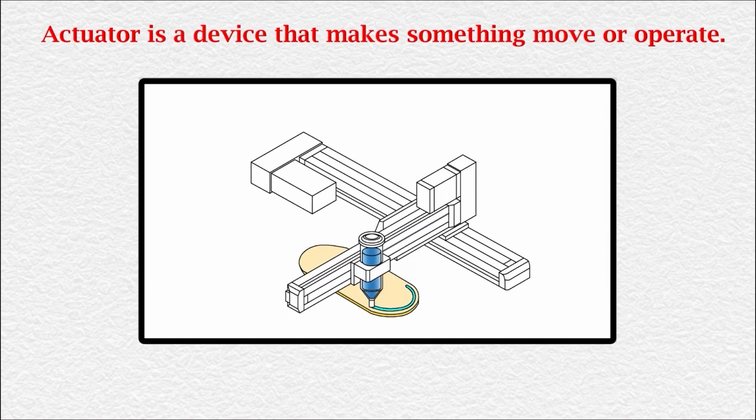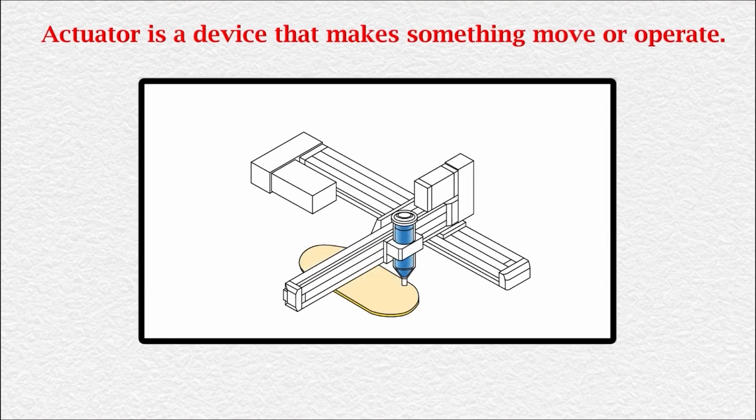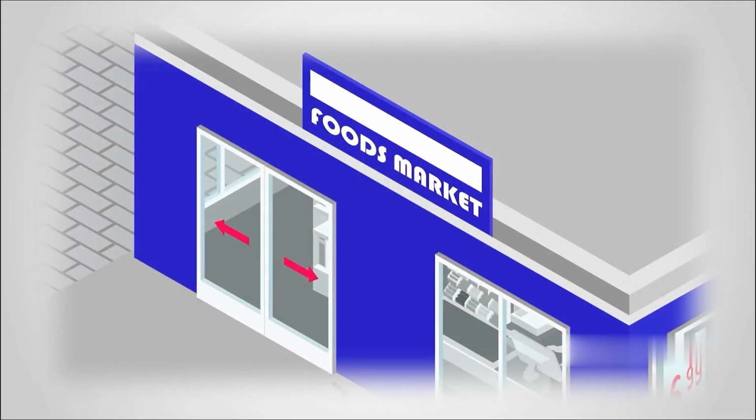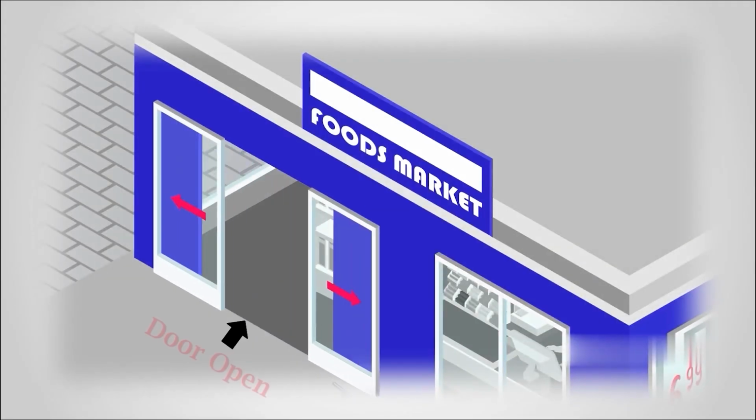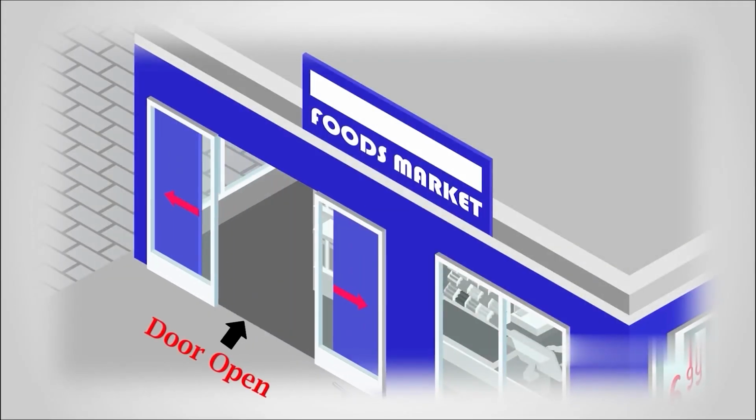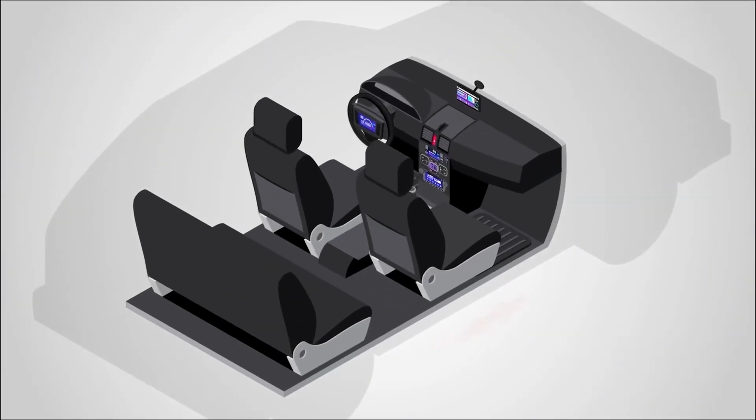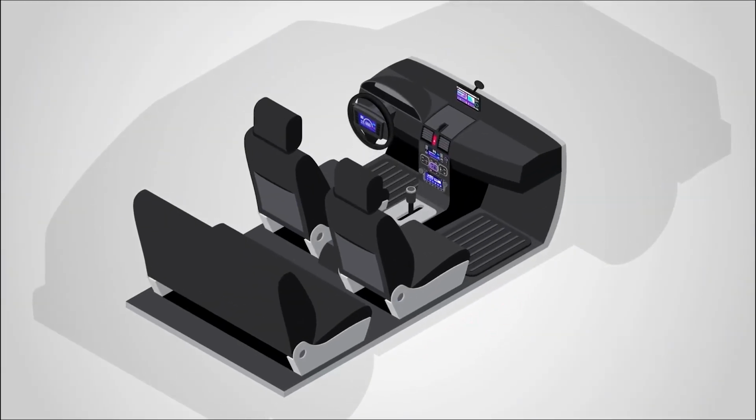Every one of us takes advantage of at least one actuator every day. When we go to the grocery store, the door opens automatically for us. An actuator makes the door open. We can move the car seat forward or backward before we drive away in our car. An actuator makes the seat move.